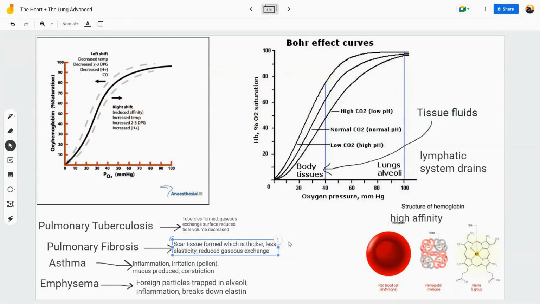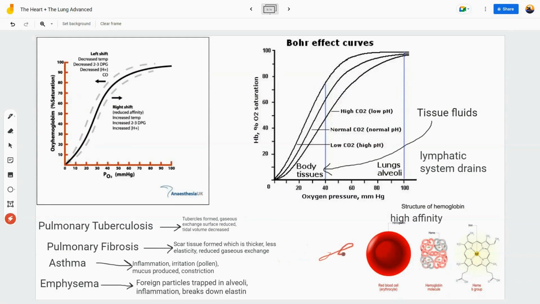There is also a reduction in gaseous exchange as diffusion is slower across a thicker scarred alveolo-capillary membrane. A reduced tidal volume and vital capacity means less air can be inhaled. To compensate for this, patients have to increase their ventilation rate. Symptoms include chest pain, fatigue and weakness, shortness of breath, and dry cough.